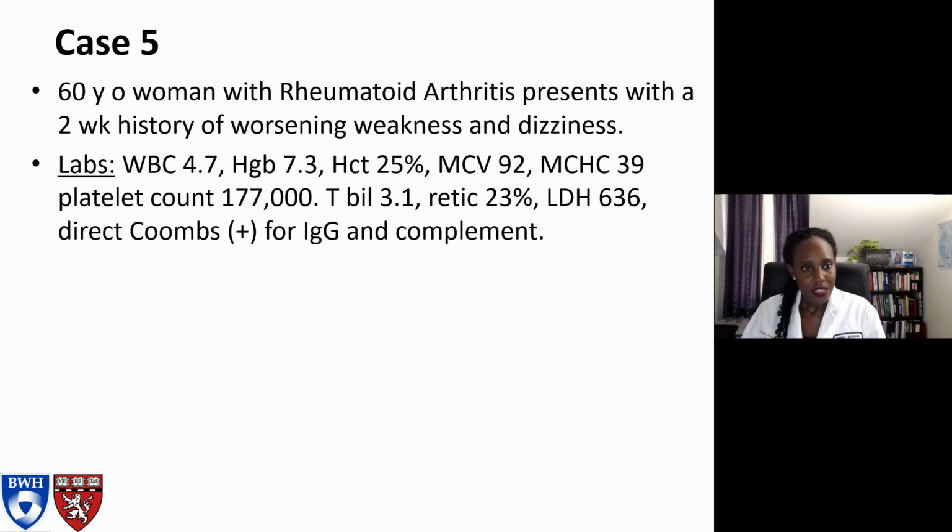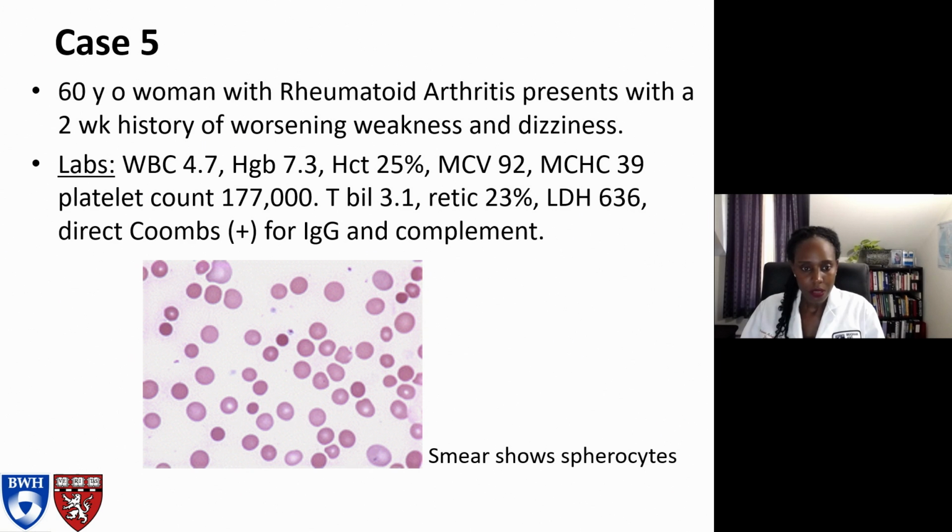The next case is a 60-year-old woman with rheumatoid arthritis who presents with a 2-week history of worsening weakness and dizziness. Her white count is 4.7, hemoglobin 7.3, hematocrit 25%, MCV is normal, MCHC is elevated, platelet count is normal, total bili is high, retic count high, LDH high, her direct Coombs is positive for IgG and complement. Her peripheral smear shows spherocytes.